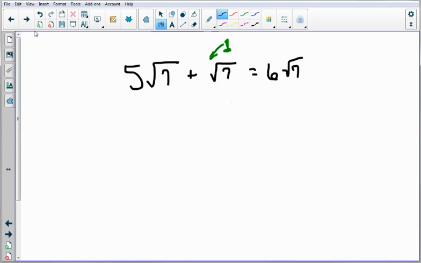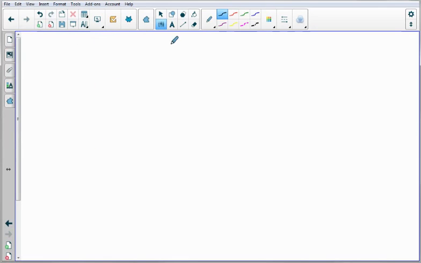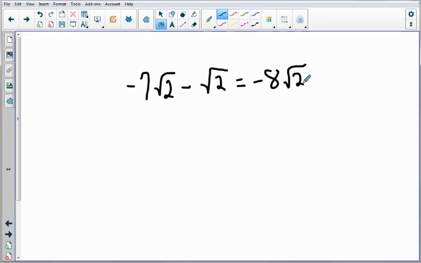Okay, and don't get hung up on the negatives either. If you have negative 7 square roots of 2 minus a square root of 2, that's 1 square root of 2. That's negative 7 minus 1. That's 1 to the left of negative 7 on the number line. That would be negative 8. And then whatever it is that I had here, whatever those things are, x's, y's, or square roots of 2, doesn't matter. I'll put that right there. So that's how you combine those.